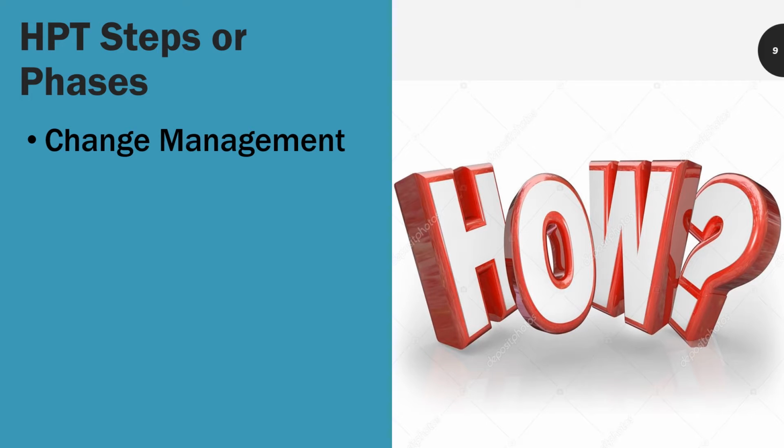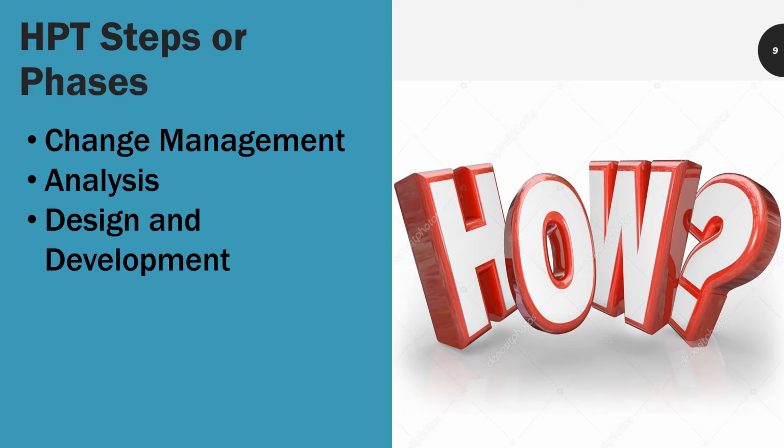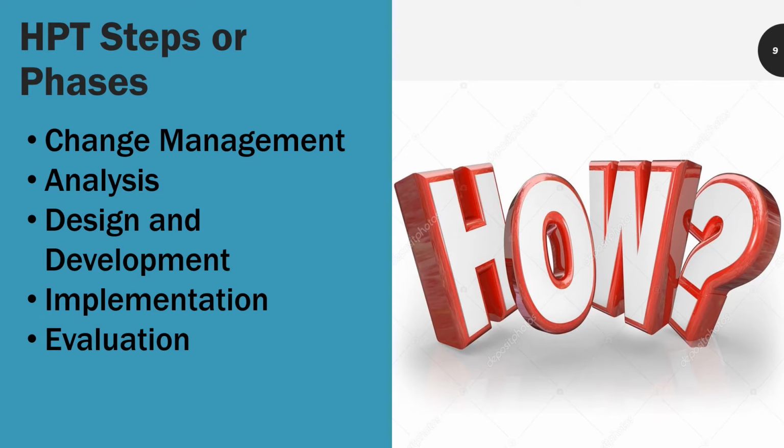How does HPT do this? According to Lyon and Linsbeck, the steps or phases of HPT are change management, analysis, design and development, implementation, and evaluation. There are many models of HPT, and organizations can select the model that best serves them. However, in order to select the best model, you have to understand each step of HPT.